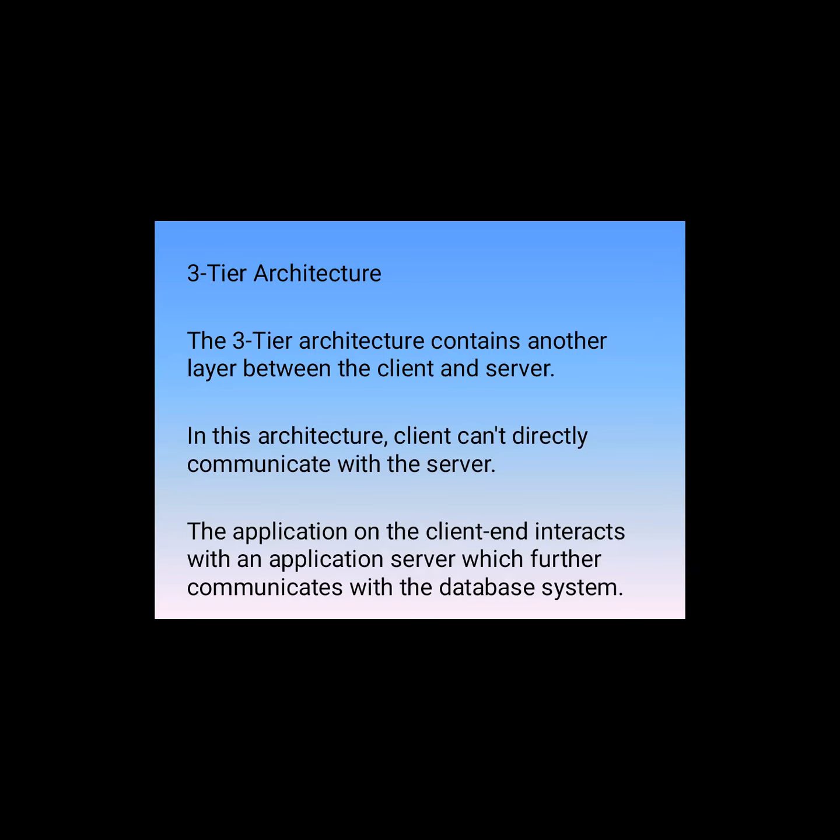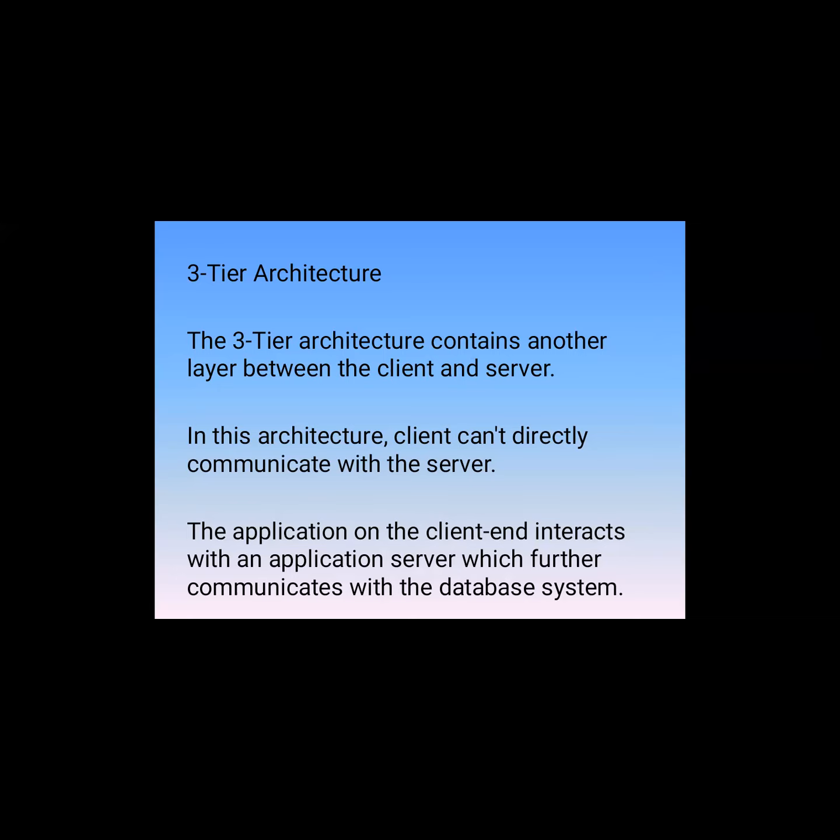So nothing but here we are providing some other layer between the client and server. If we maintain a number of layers between the client and server, that can be referred to as that type of architecture, for example, the three-tier architecture. In this architecture, the client can't directly communicate with the server.